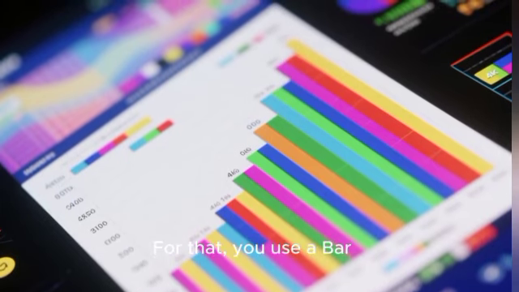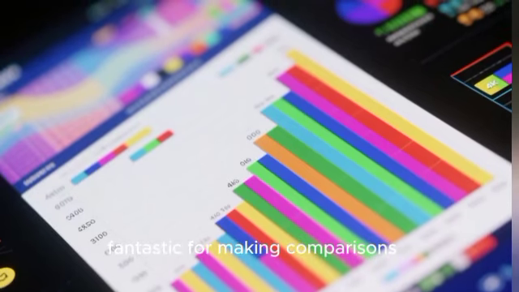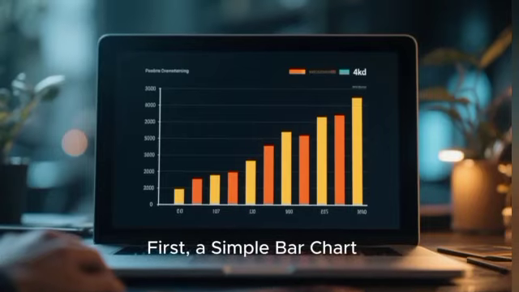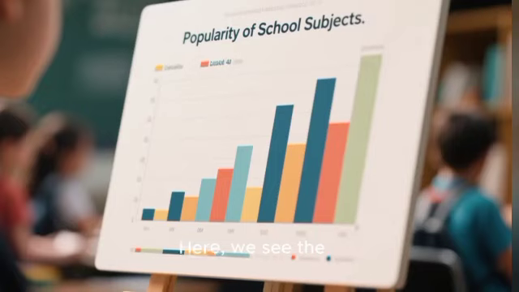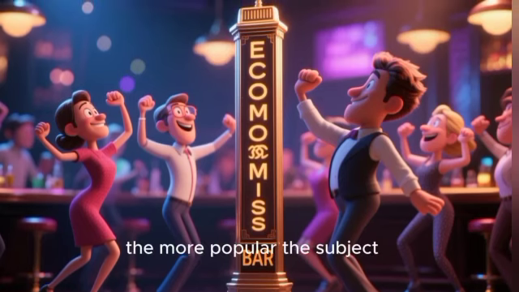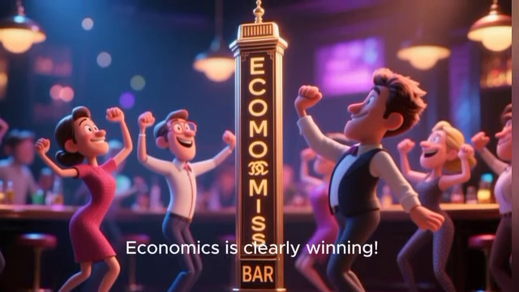For that, you use a bar chart. They're fantastic for making comparisons. Let's look at a few types. First, a simple bar chart. Here we see the popularity of school subjects. The taller the bar, the more popular the subject. Easy, right? Economics is clearly winning.